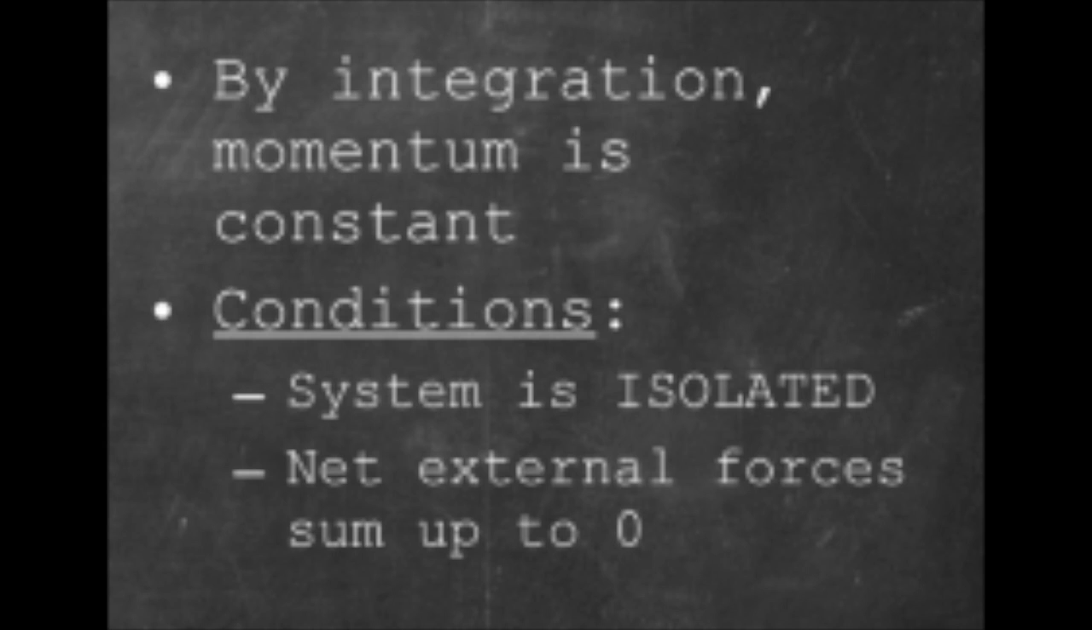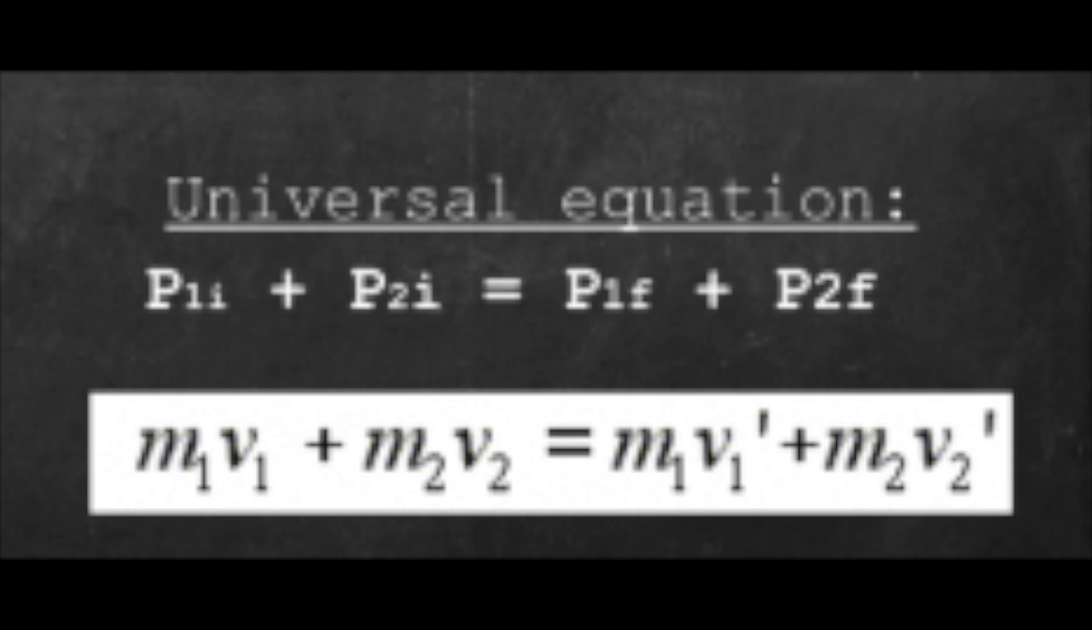And first, the system must be isolated. That's number one. And second, the net external forces must sum up to 0. And so because momentum is conserved, that brings us to our universal equation, that the initial momenta of two objects will be the same as the final momenta of two objects, or m1v1 plus m2v2 is equal to m1v1f plus m2v2f. And that is our concept of conservation of momentum.